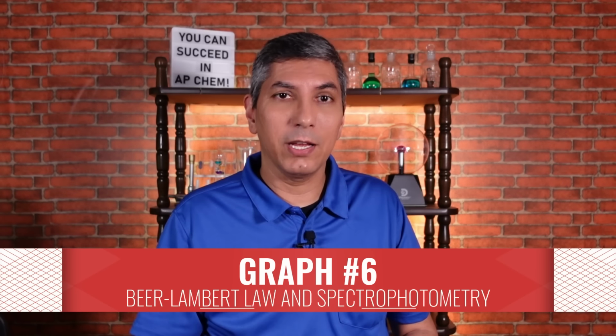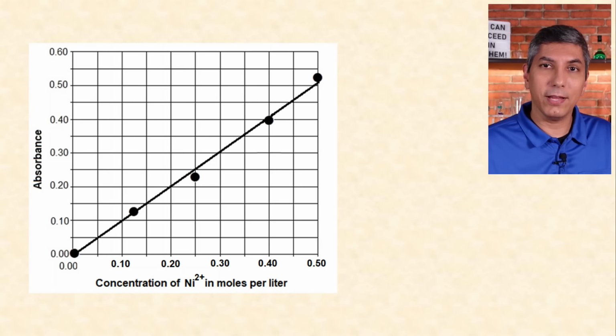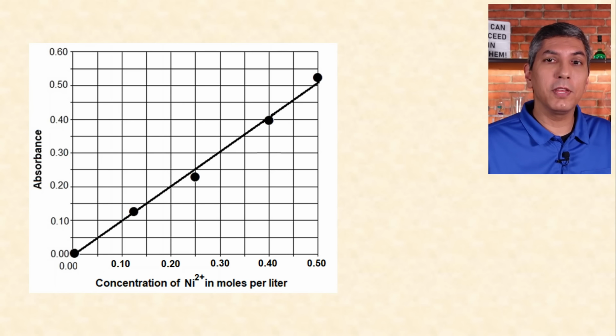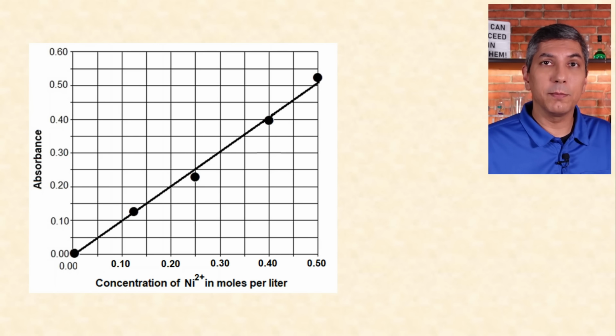Graph number 6, a best fit line for spectrophotometry. Spectrophotometry is a method of analyzing the concentration of an unknown solution. And we do this by making solutions with a known concentration, and we plot their absorbances on a graph like this. We draw a best fit line, and then we determine the absorbance of the unknown and match it up to the curve.